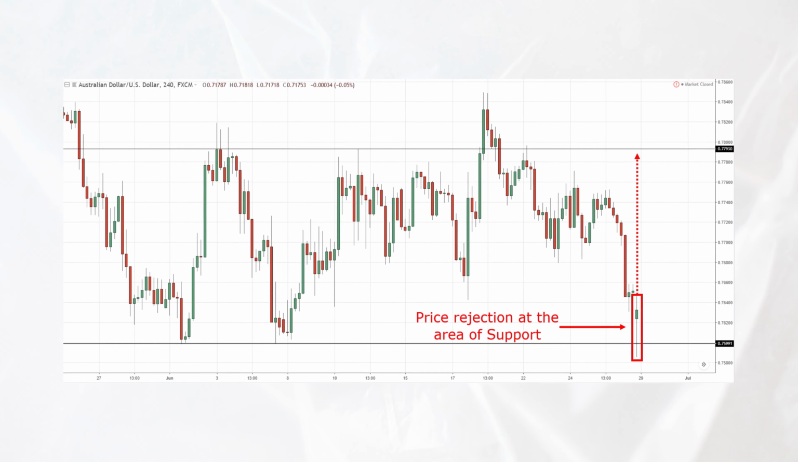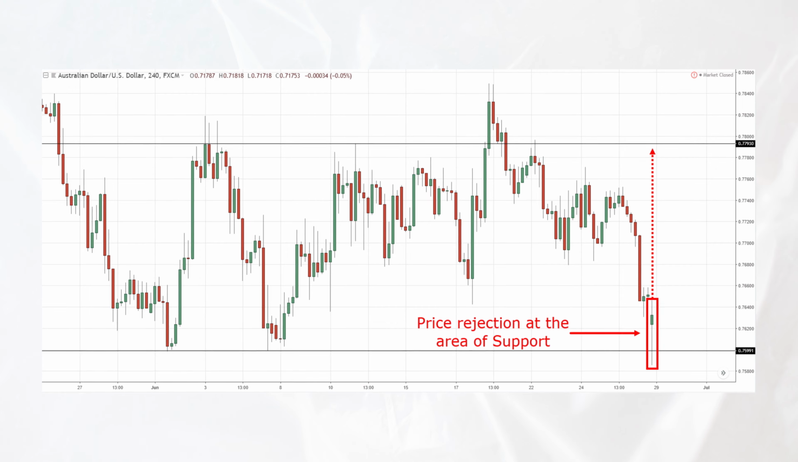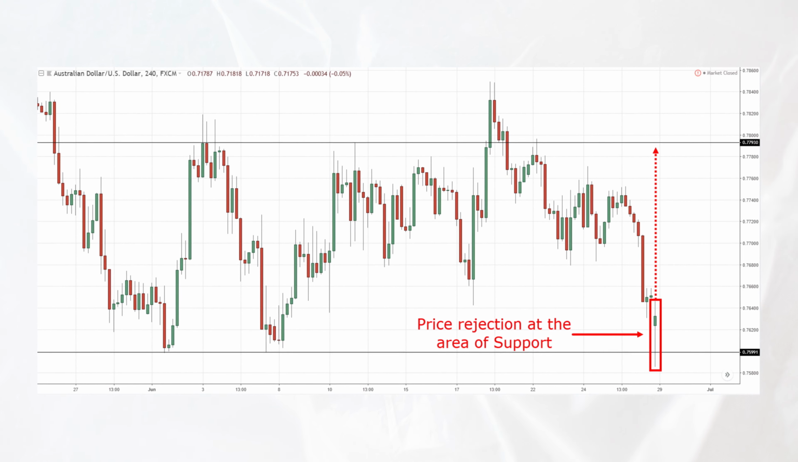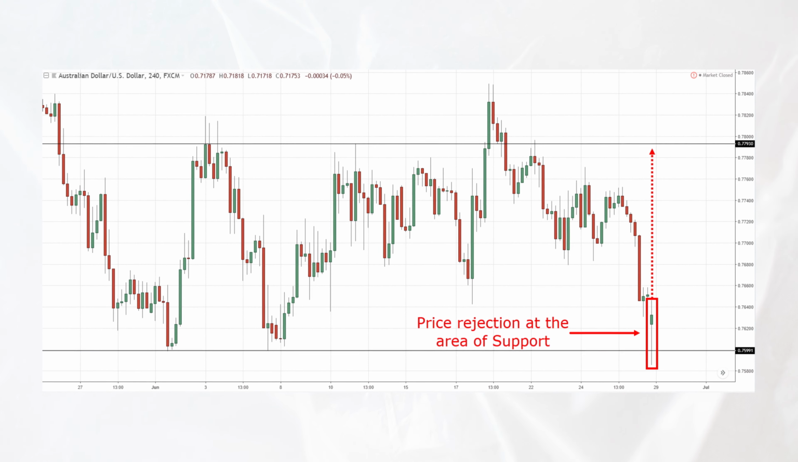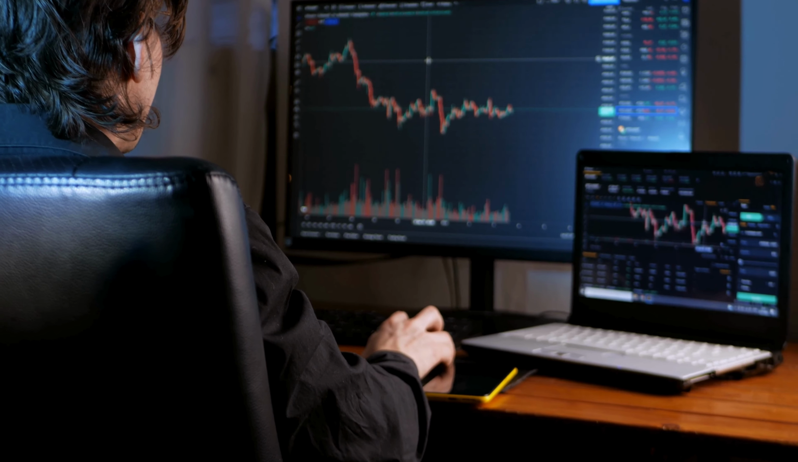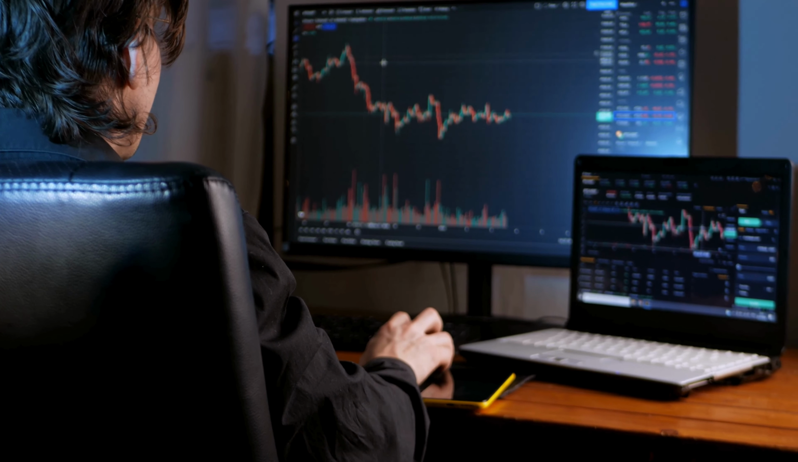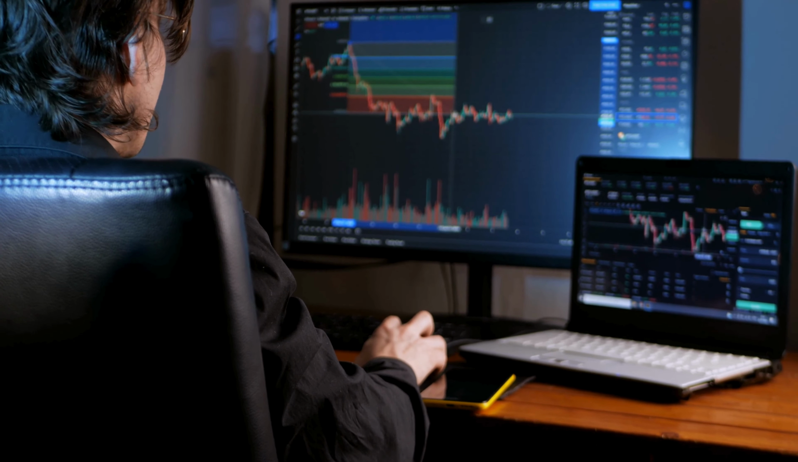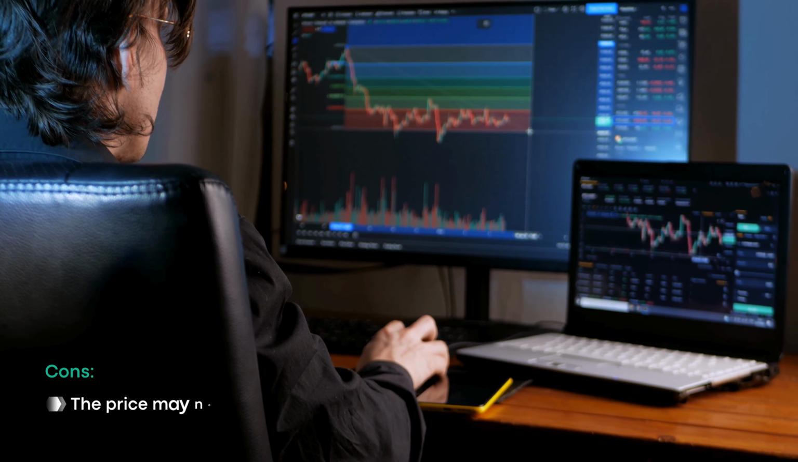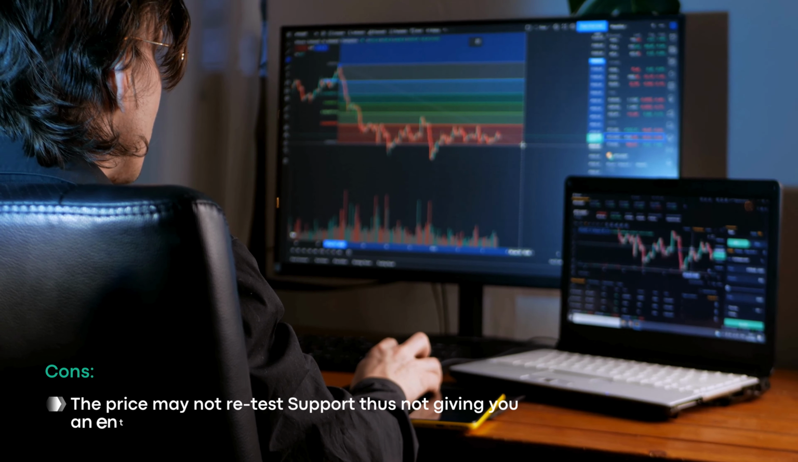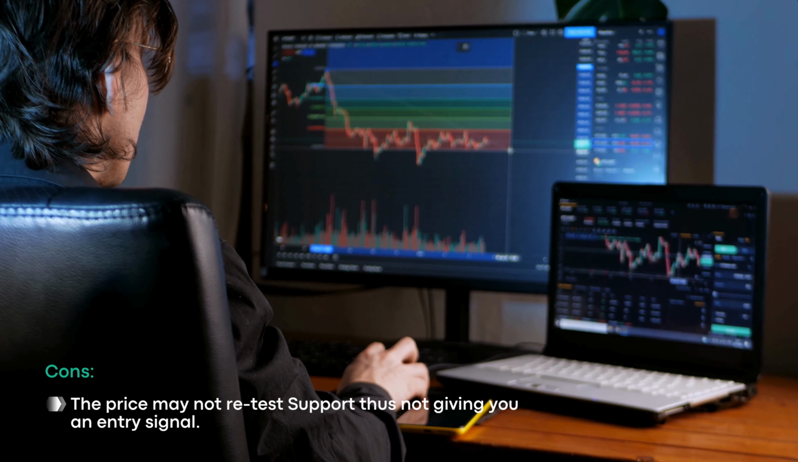Here's what I mean. This setup offers a very favorable risk to reward as you're entering in the earliest stage of the movie. Imagine your potential reward if the market breaks out of the accumulation stage. Cons: the price may not retest support, thus not giving you an entry signal.